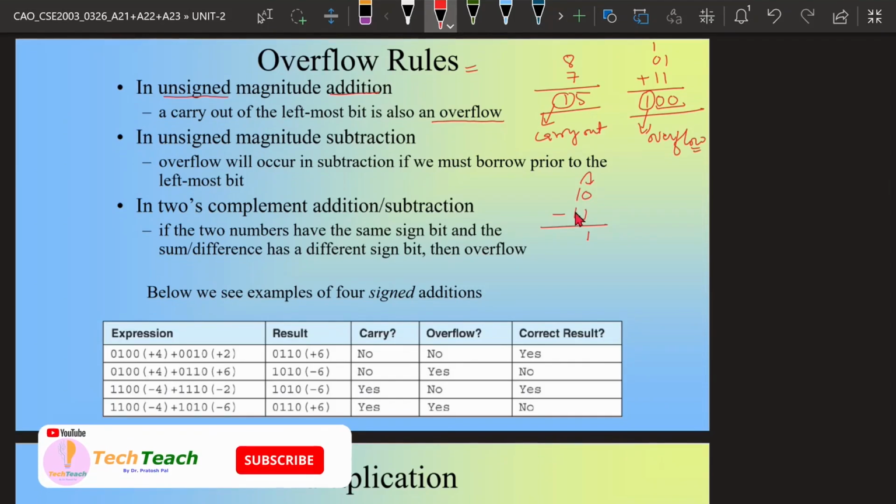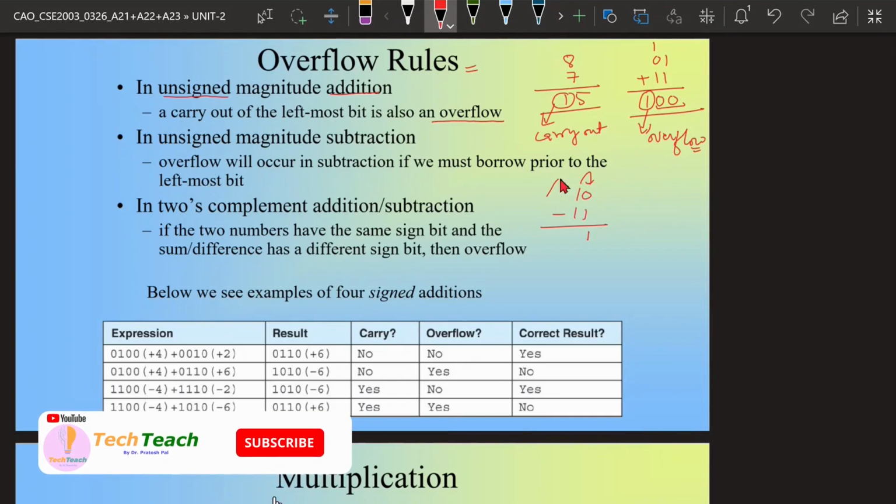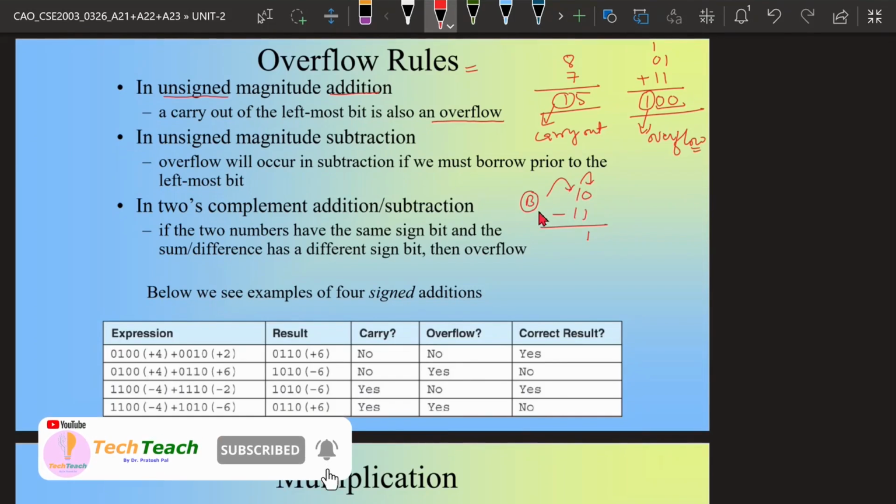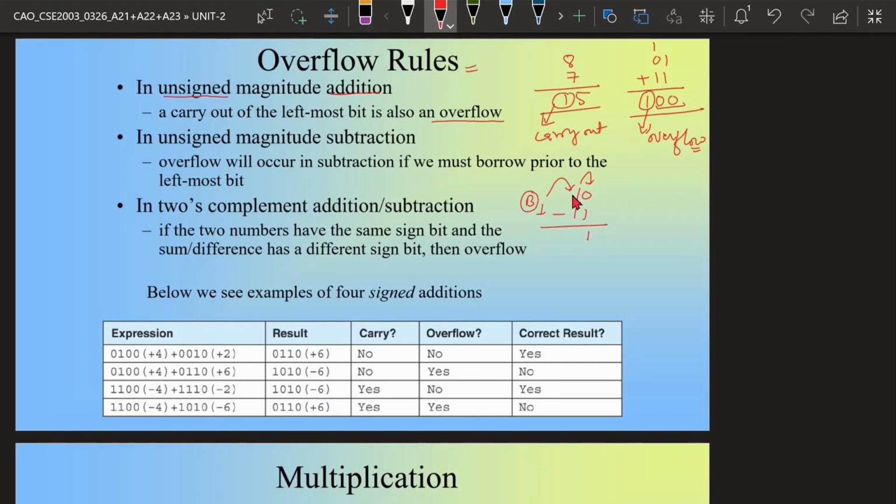So 0 minus 1 is not possible, so it will take a borrow from outside. If it needs to take the borrow from the outside, then it becomes 2 minus 1, which is 1, and then there is a borrow. The borrow bit is 1, so this borrow is taken from the outside. In this case, we should call it an overflow.